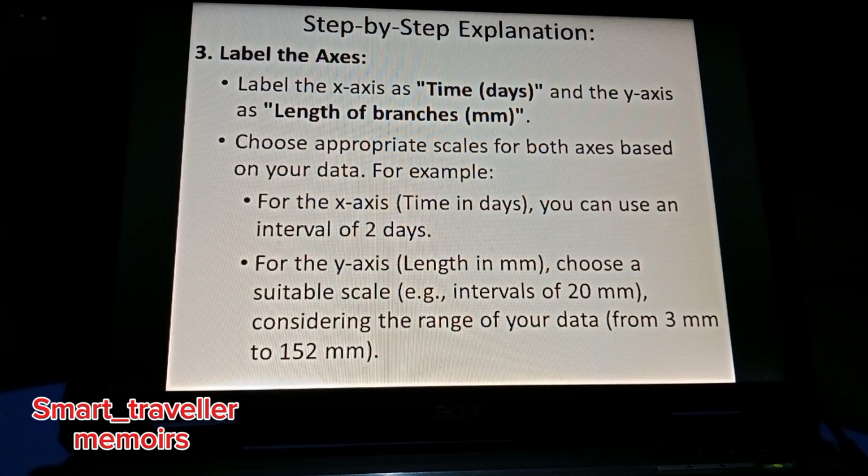Therefore, I just said that you choose appropriate scales for both axes based on your data. For example, for the x-axis, time in days, you can use an interval of 2 days. For the y-axis, length in millimeters, choose a suitable scale in the intervals of 20 millimeters, considering the range of your data from 3 millimeters to 152 millimeters.